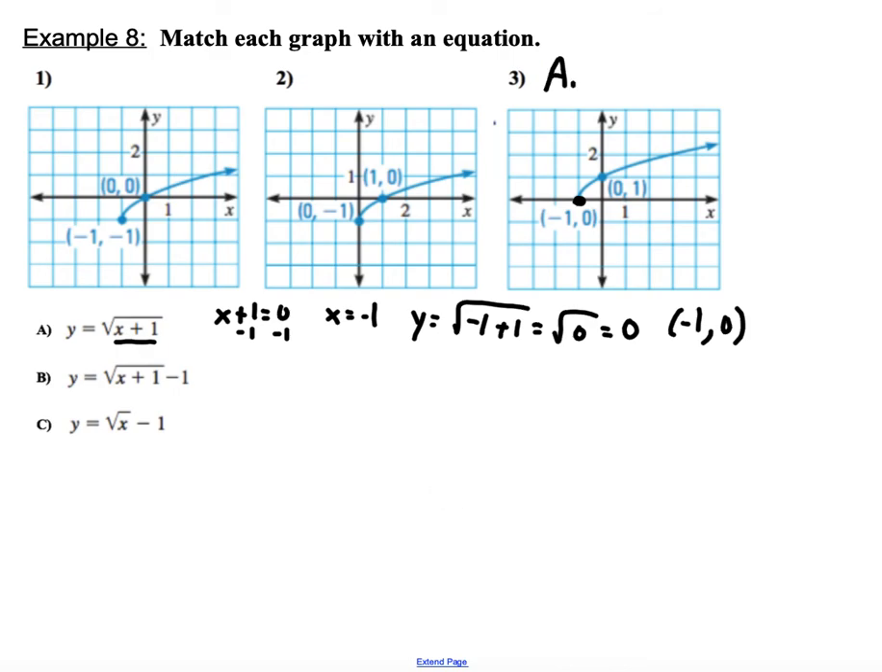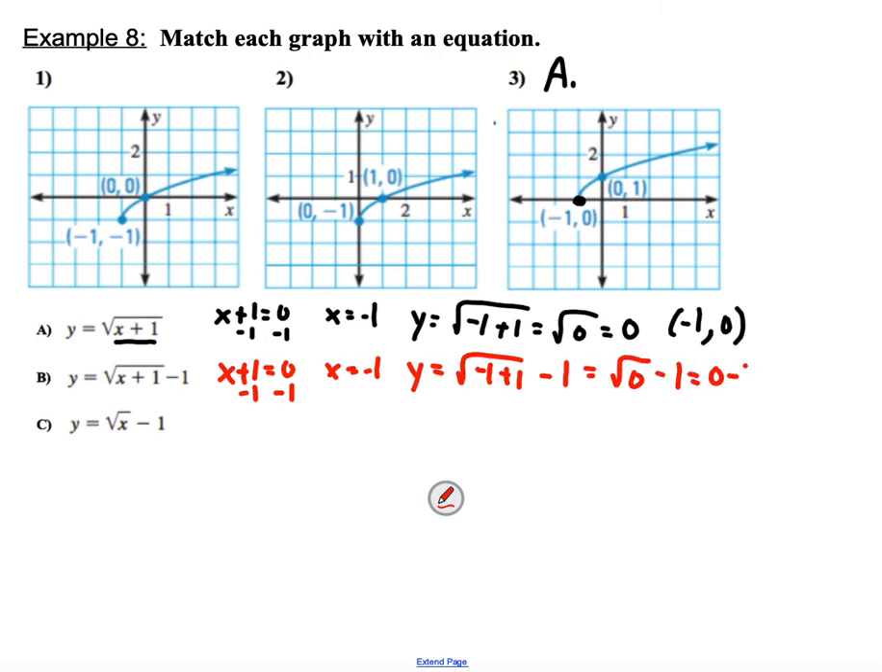All right, let's try the next one here. Whatever is underneath the radical there, set equals 0 and solve for x. Plug it back in. So we end up getting a negative 1. So we get a negative 1, negative 1. Which one of those, 1 or 2 there, is sitting there at negative 1, negative 1? Oh yeah, this one right here is sitting there at negative 1, negative 1. So number 1 there is B.